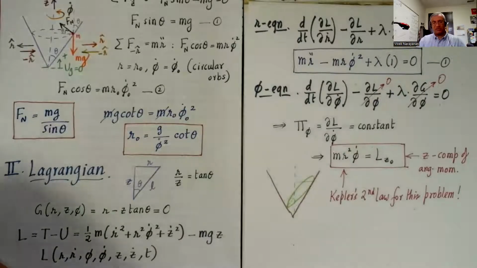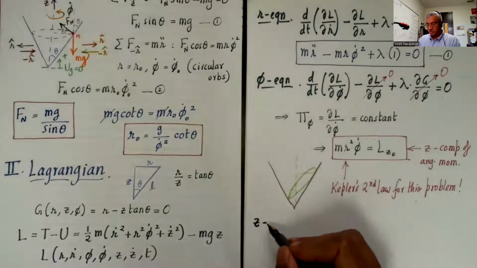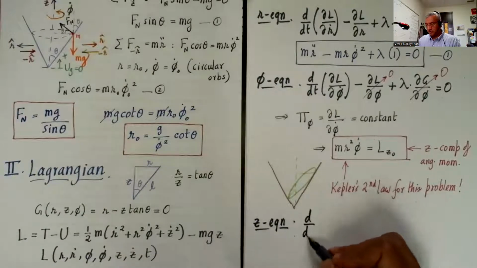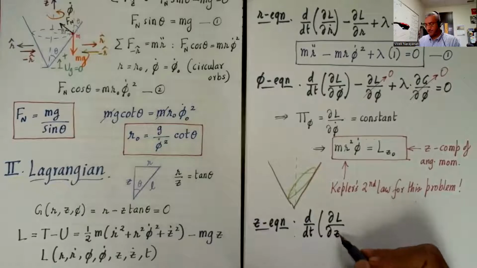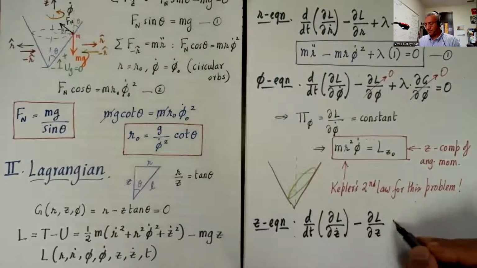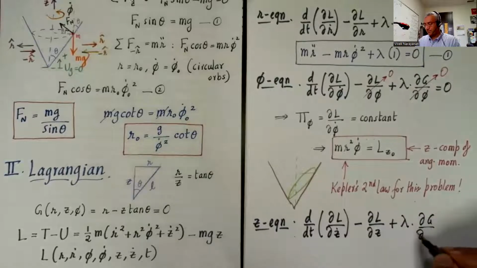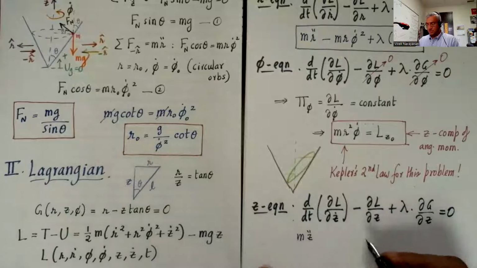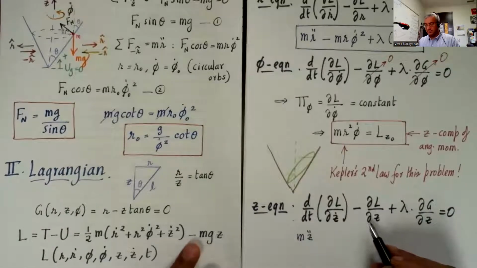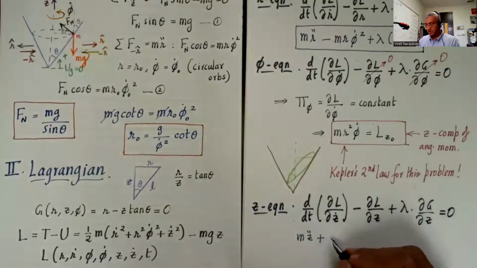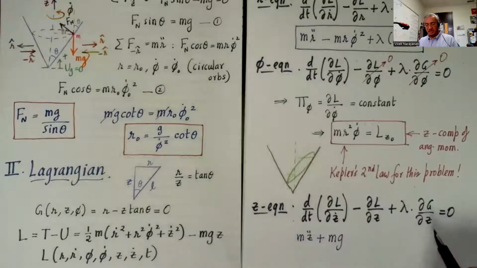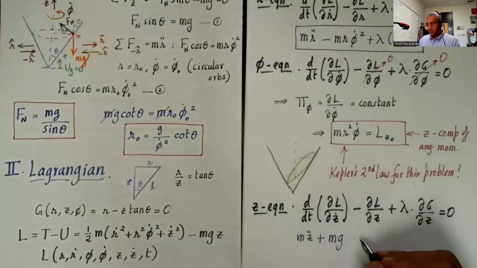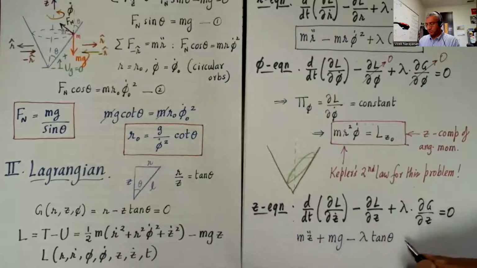Lastly, the z equation. So let us look at that. The z equation is the following. So once again, we look at this equation, and I'll just get the term m z double dot. And then del L by del z, I just pick up this, but with a negative sign and a negative sign here, it becomes plus when I do the double negative. And then lambda times del G by del z, I get negative tan theta. So negative lambda tan theta equals 0.